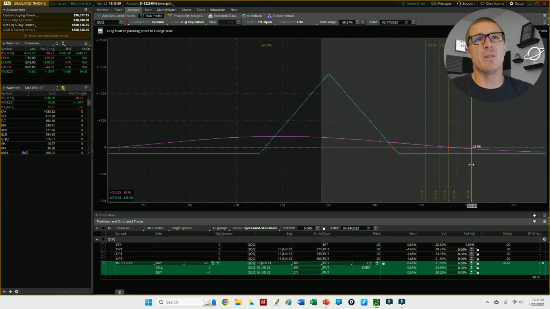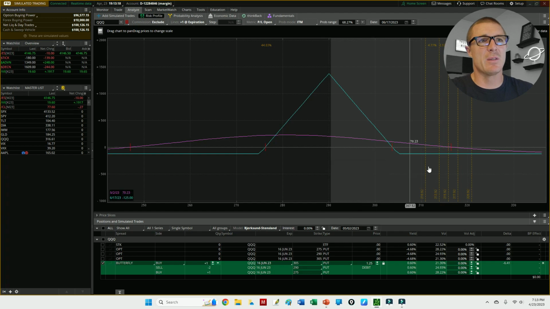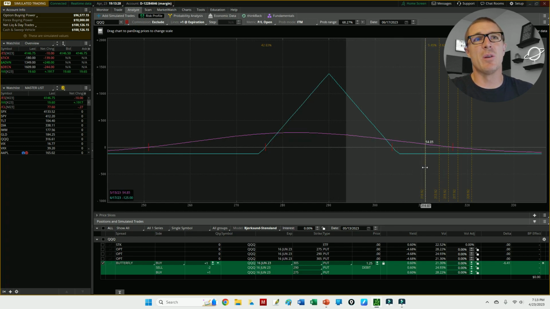Initially, price is right here. If it moves against me by $5, I'm going to lose 29. If it goes in my favor, I'm going to make 34. But similar to the directional butterfly, let's go out a week. If it goes against me now, I'm still only losing 29, but now I'm making 42. So the longer I'm in this trade, if it goes in my favor, the more money I'm going to make, even if it doesn't get to my profit tent.